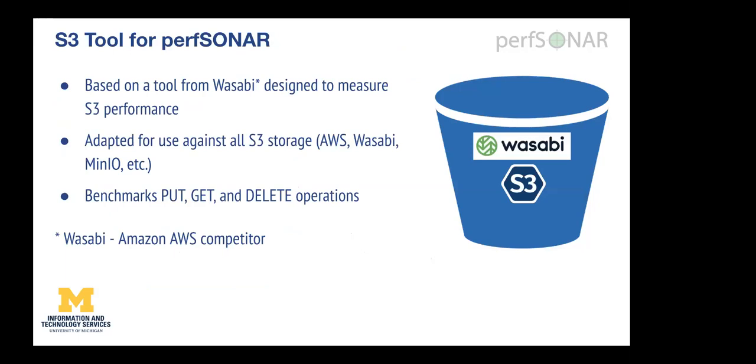So the S3 tool for perfSONAR is based on a tool from Wasabi, which, if you don't know, it's an Amazon AWS competitor, offers a very similar service. It's designed to measure S3 performance. So the tool itself has been adapted for use against all S3 storage servers, such as AWS, Wasabi, Minio, any server you might be using. And it benchmarks put, get, and delete operations, which are the 3 core operations at the heart of S3.